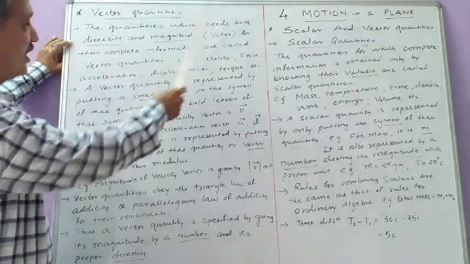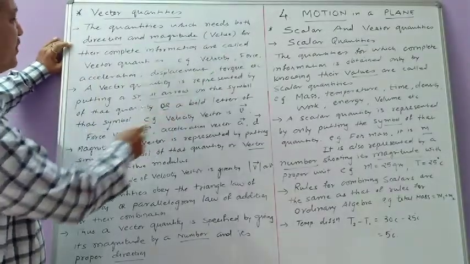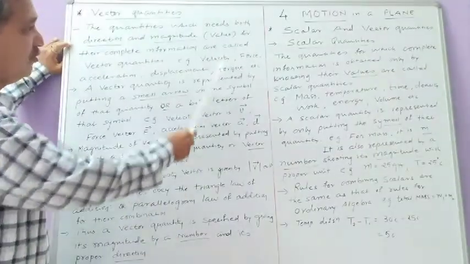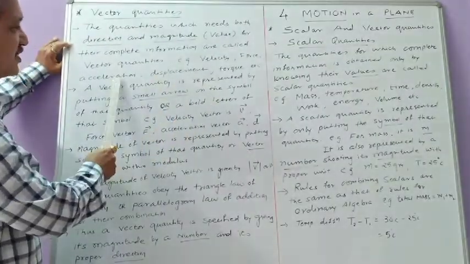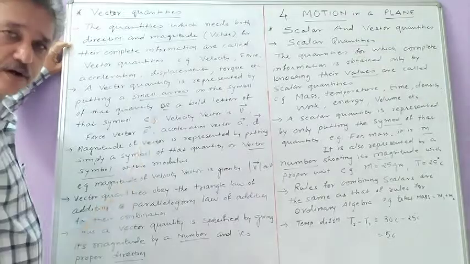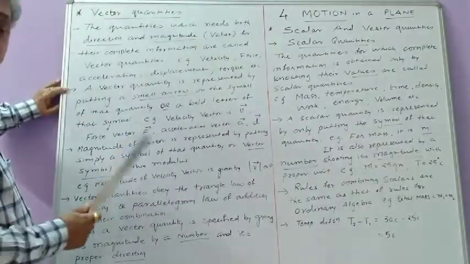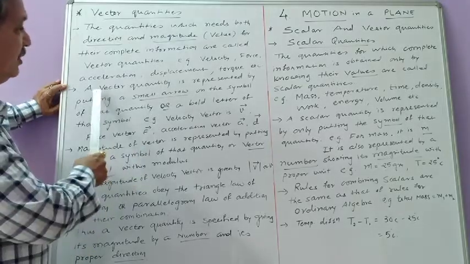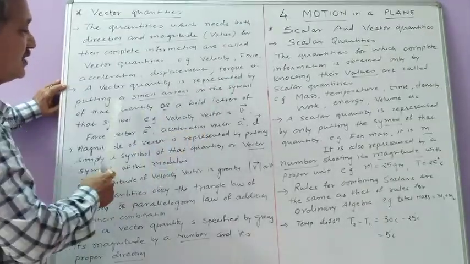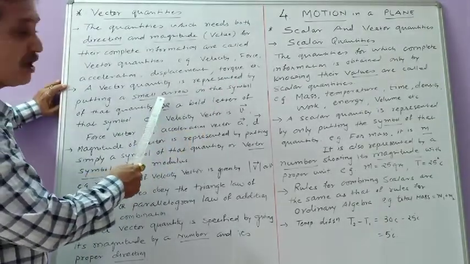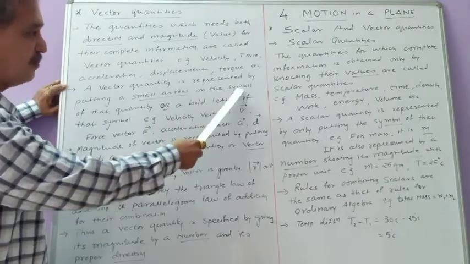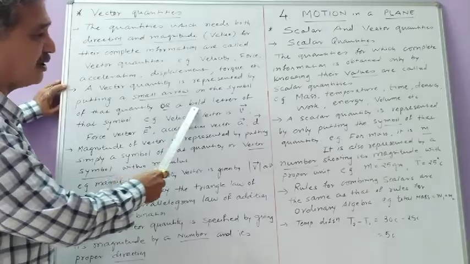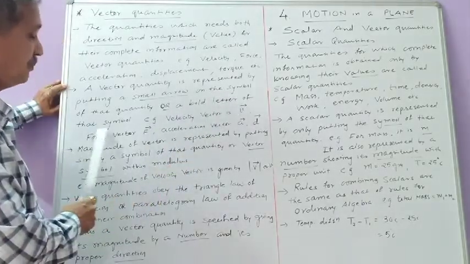Direction as well as value for the complete information are known as vector quantities. As for example, velocity, force, acceleration, displacement, torque, etc. Now how can a vector quantity be represented when you want to write it? The vector quantity is represented by putting a small arrow on the symbol of that physical quantity, or it can be written as a bold letter of that symbol.